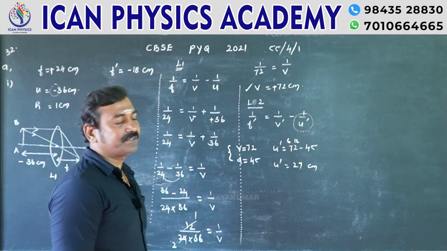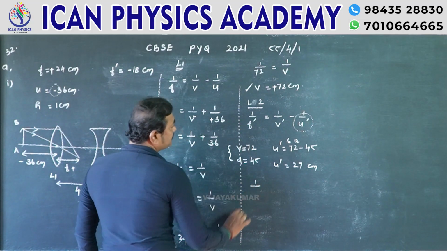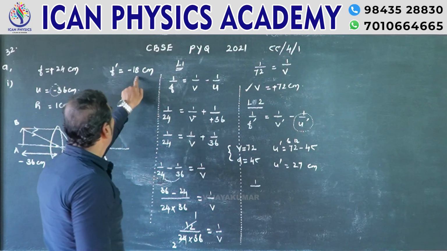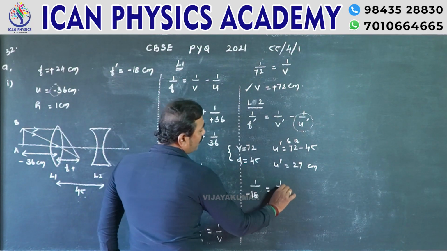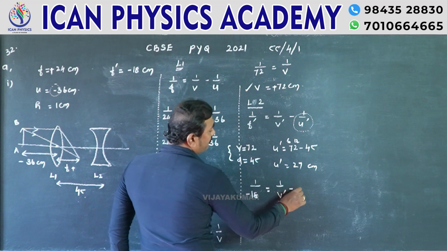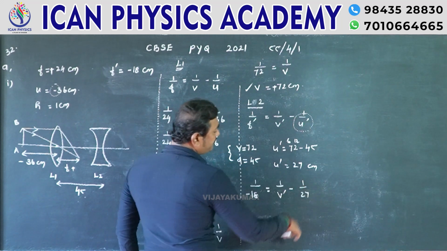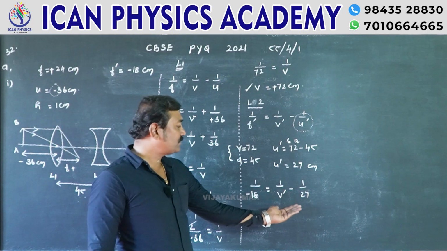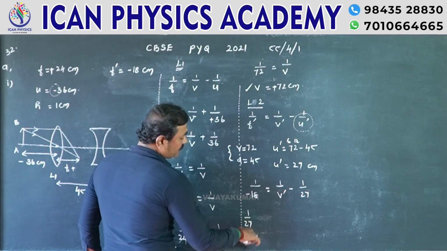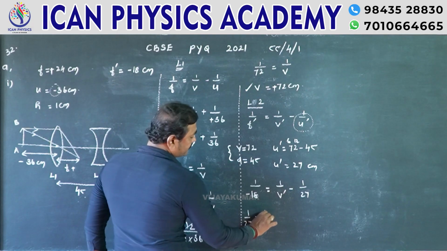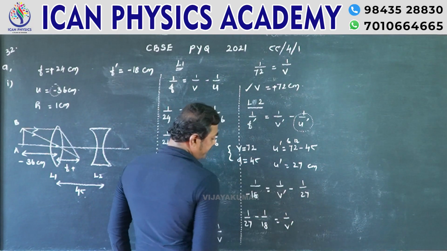Now we can substitute the value. So 1 by f dash. What is the value of f dash? Minus 18. So minus 1 by 18 equals 1 by v dash minus 1 by u dash. So 1 by 27, the minus 1 by 27 comes to this side as plus. So 1 by 27 minus 1 by 18 equals 1 by v dash.